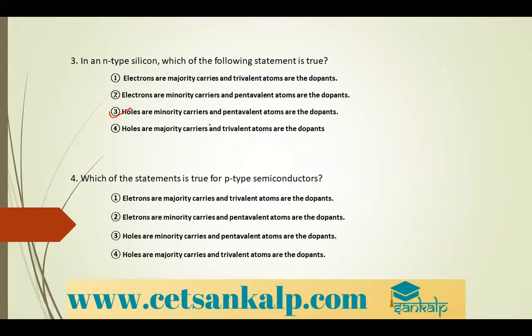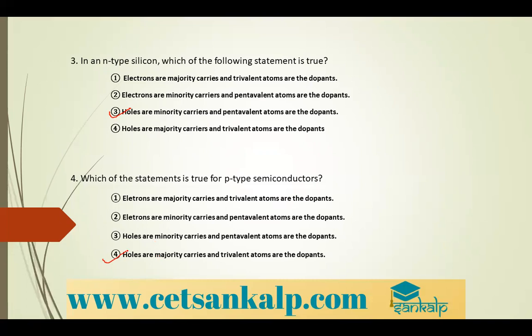Which of the statement is true for p-type semiconductors? For p-type, the majority charge carriers are holes. Pentavalent ruled out, trivalent. So here holes are majority charge carriers in p-type. So option D, or 4.